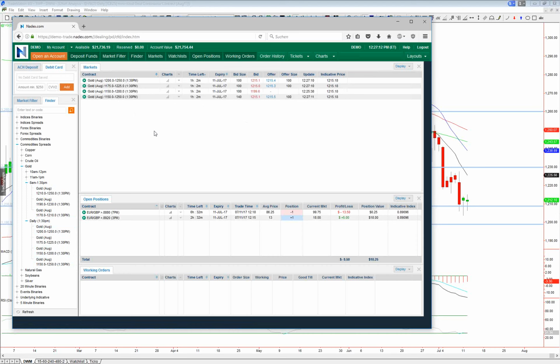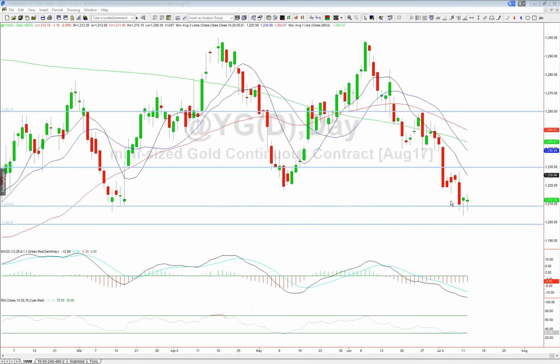With spreads, you have to see what's available and if that meets your strategy and your setup. If it doesn't, no problem at all. Move on to the next market, or move back to binaries. Nothing wrong with that. All right, so that's the idea I have with gold. I'm waiting for the pullback and another potential push lower to see a test of the 1200.